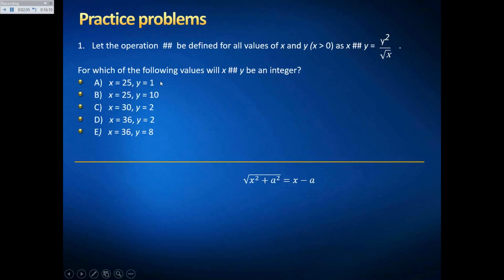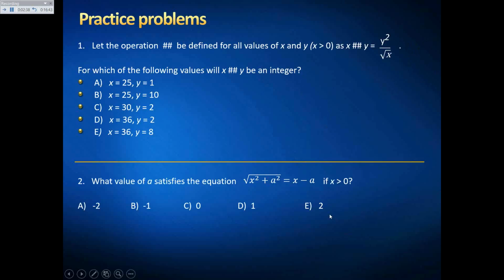So now I just have to decide, if I perform this operation with both of these numbers, which one is going to give me an integer? So if y were 1, that would be 1 squared. And that would ultimately be 1 over 5. That's not an integer, it's a fraction. Let's try this one. If I put y is equal to 10, I put 10 squared, that would be 100 over 5. 5 will go evenly into 100, and that would give me an integer.